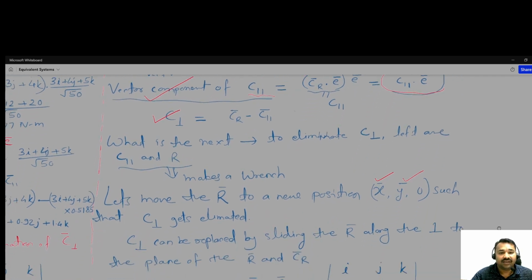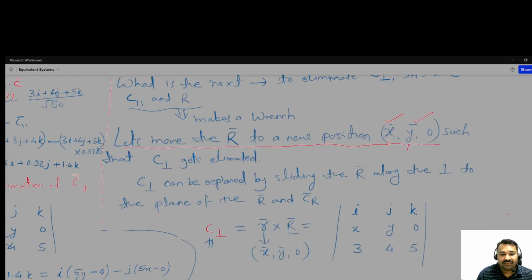Then after that we have to locate from the origin how much it has shifted. C perpendicular we are going to nullify. So to nullify, what are we doing? Let's move the resultant to a new position, x and y. Okay, and z is equal to 0. So already I have explained the y. Okay, because the plane perpendicular to r lies in x, and the one perpendicular to the couple resultant plane lies in y axis, that's why.